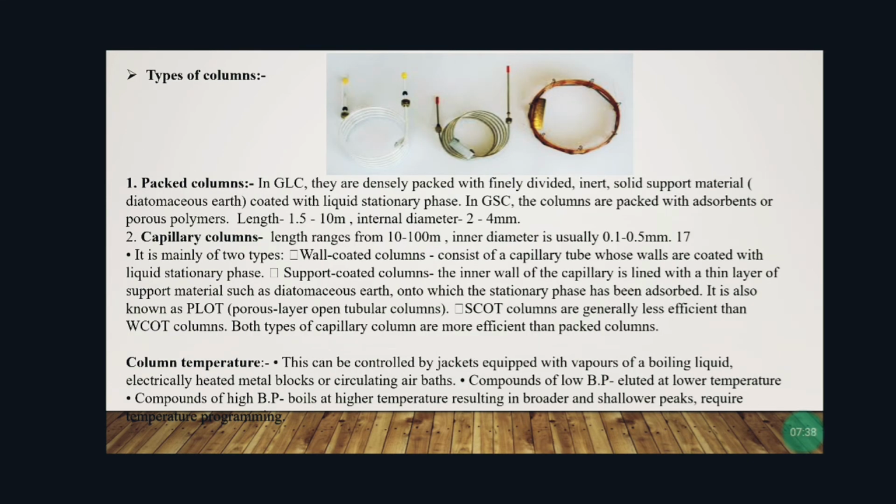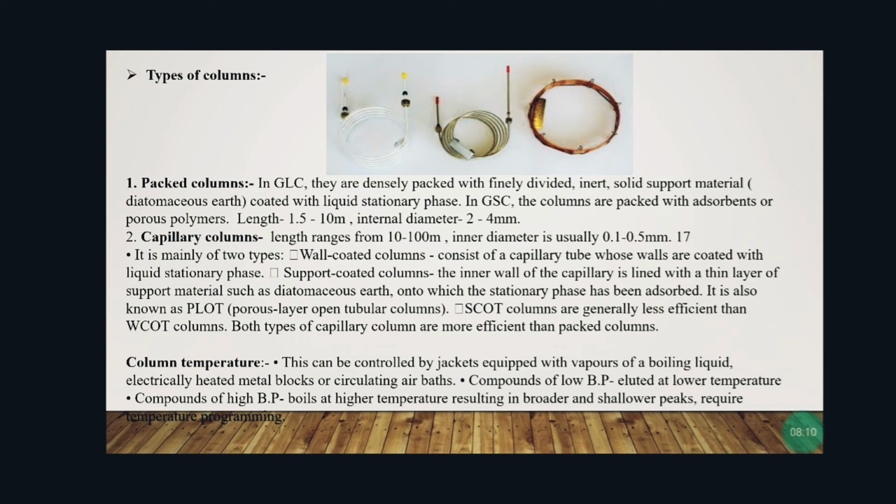Now what are the types of columns? So there are two types. First one is packed columns. You can see the first two pictures which show the packed column. In GLC, they are densely packed with finely divided, inert, solid support material, diatomaceous earth, coated with liquid stationary phase. In GSC, the columns are packed with adsorbent or porous polymers. Length is 1.5 to 10 meter. Internal diameter is 2 to 4 millimeter.